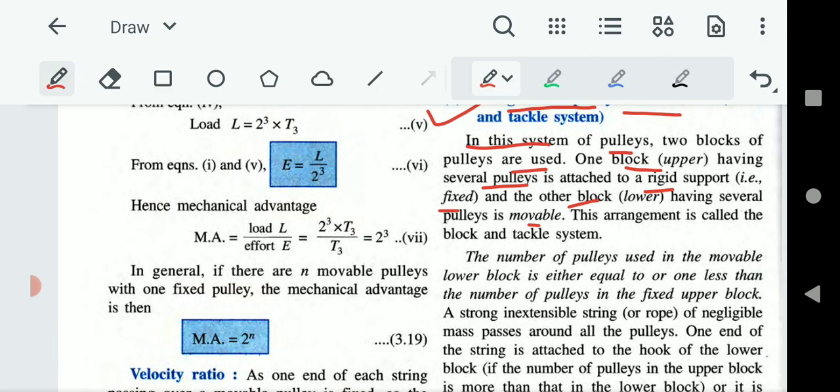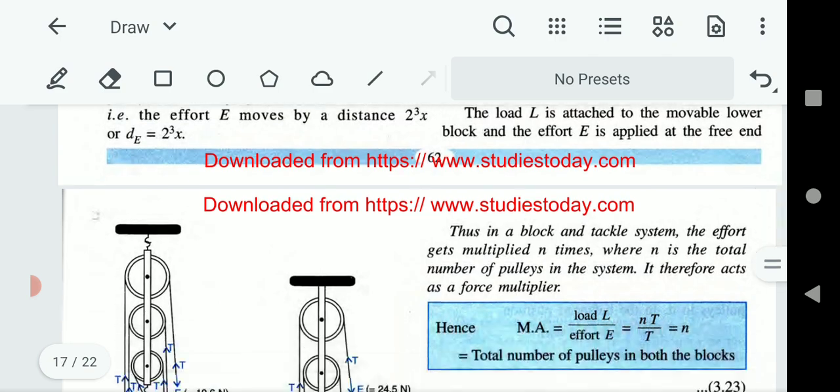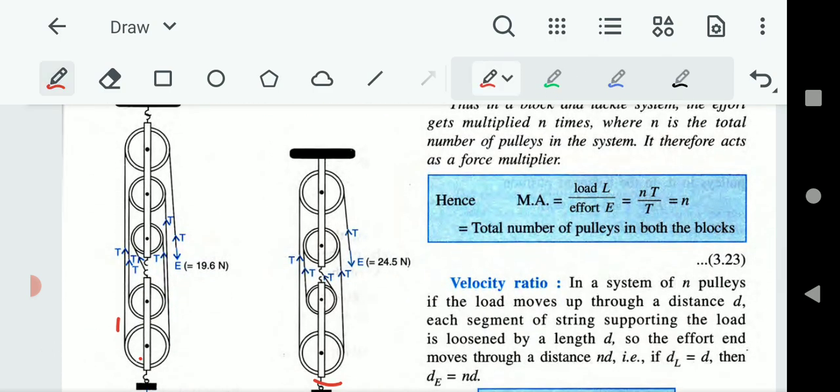Having several pulleys movable, this arrangement is called the block and tackle system. The number of pulleys used in the movable lower block is either equal to or one less than the number of pulleys in the fixed upper block. This is very important. See here, we can see two types of diagram. The lower block always has to be less than the upper block or it can be equal. This is the main thing.